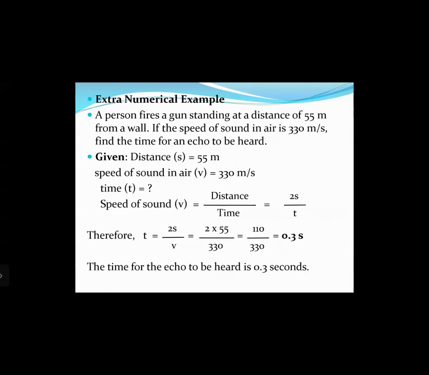So we know speed of sound is distance upon time. That equals 2s upon t. Because it is an echo, it has to travel double the distance. That is why we have taken 2s upon t. Okay. So therefore, t equals 2s upon v. That is 2 into 55 divided by 330. That is 110 divided by 330. That equals 0.3 seconds. So time for the echo to be heard is 0.3 seconds.